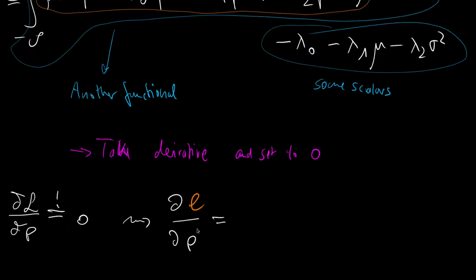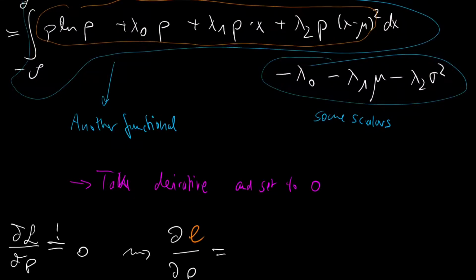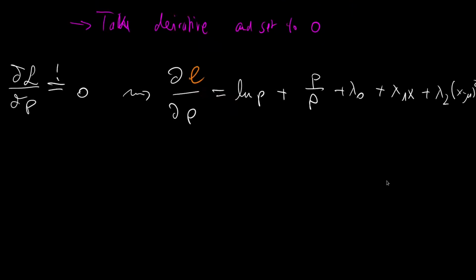Okay, let's perform this functional derivative, or this partial derivative because we use a simplified form. First, here we have to use the product rule. So first derive p, and then we're getting ln p. Then we derive ln p, and we get p over p. Then here we have plus lambda 0 plus lambda 1 x. And then here we will be getting plus lambda 2 in brackets (x minus mu) squared. And that's our first derivative.